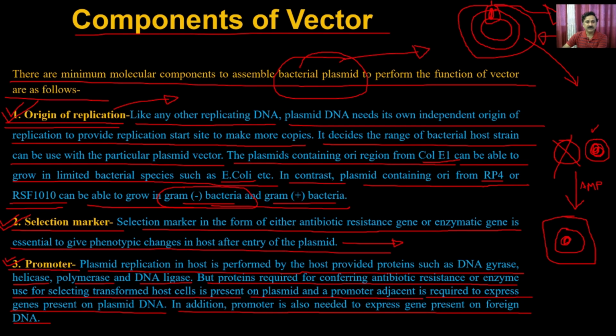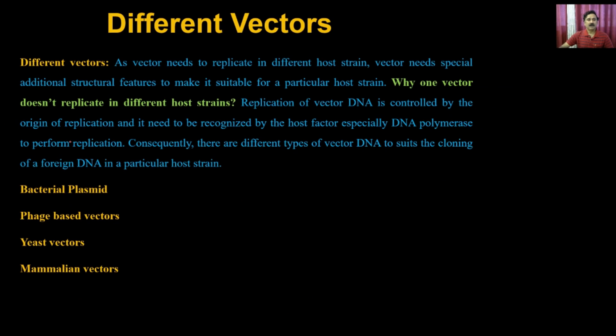So the promoter is something that is required for the expression plasmids. Now, as I said, you can have different types of vectors. The vector needs to be replicated in the host strain, and the vector needs a special additional structural feature to make it suitable for a particular host strain.